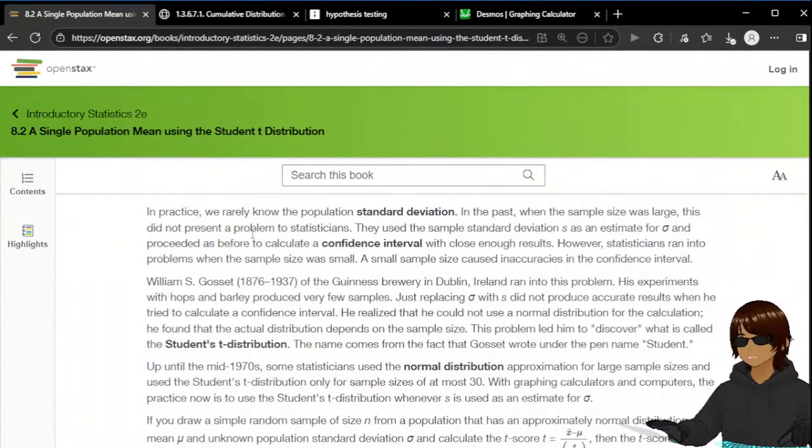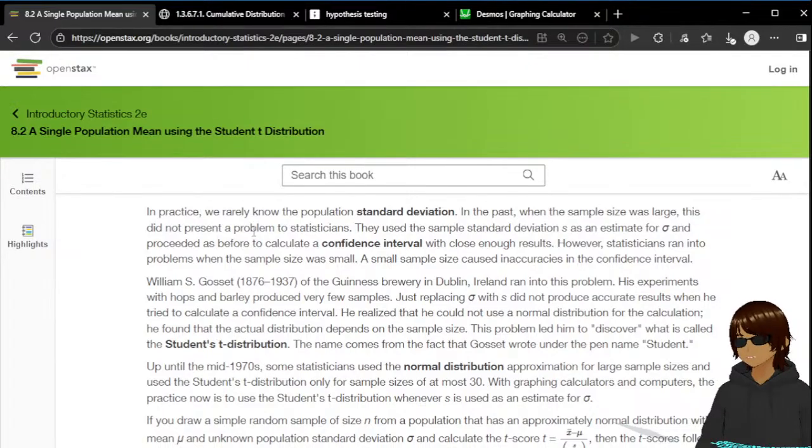In practice, we rarely know the population standard deviation. In the past, when the sample size was large, this did not present a problem to statisticians. They used the sample standard deviation S to estimate sigma, and proceeded as before to calculate a confidence interval with close enough results. Statisticians ran into problems when the sample size was small. Small sample size caused inaccuracies in the confidence interval.